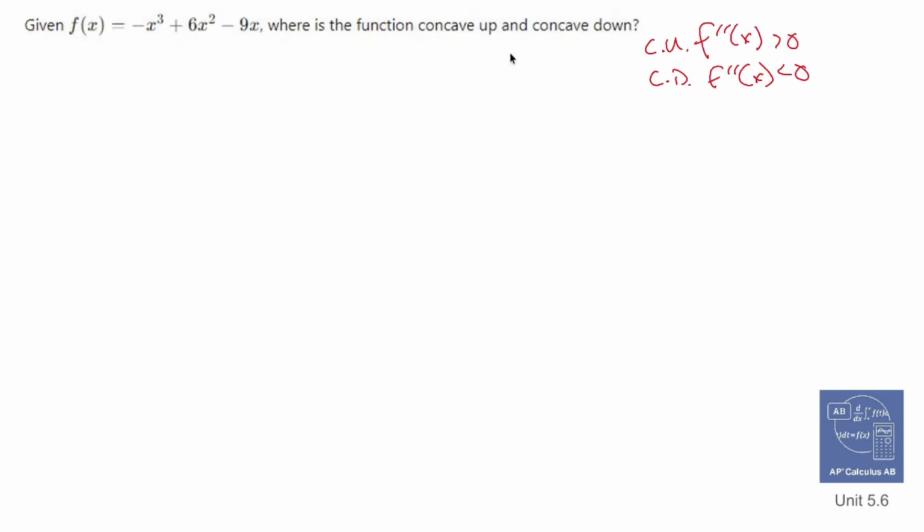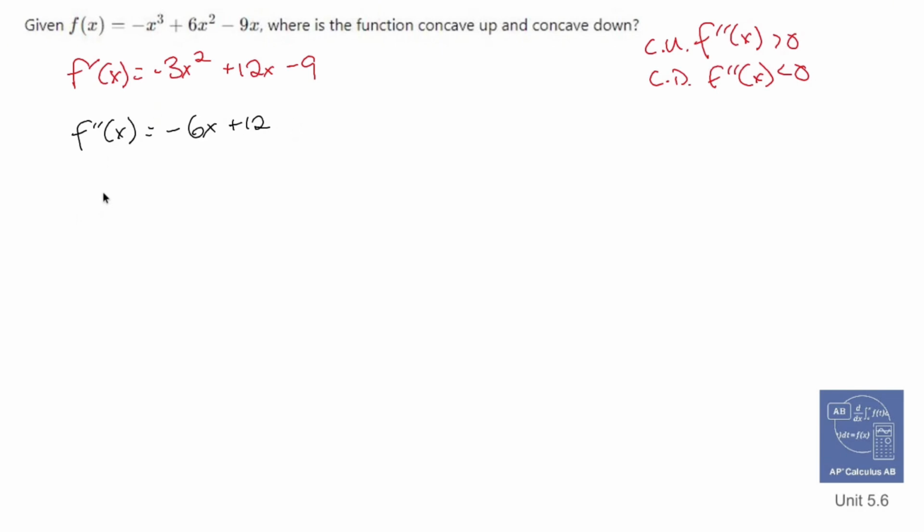So in order to find the second derivative, I need to find the first derivative first. So f prime of x is going to equal, power rule, negative x cubed becomes negative 3x squared. Positive 6x squared is going to become plus 12x. Minus 9x is minus 9. Now my second derivative is going to be power rule again. So f double prime of x is going to be negative 6x plus 12 plus nothing.